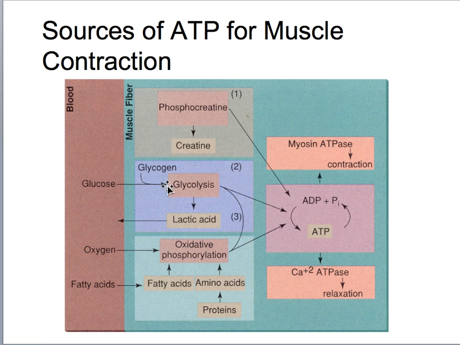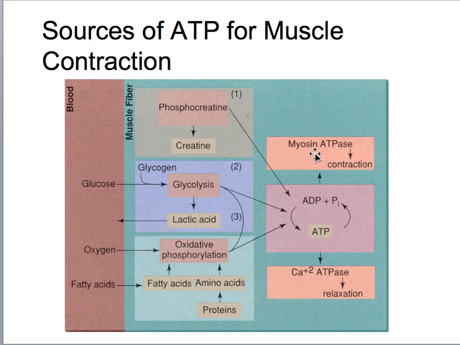Glycolysis, fast or anaerobic glycolysis, will make ATP over here. And the long-term aerobic energy system, either using a fatty acid or using pyruvates that we got from glycolysis, will make ATPs. And then these ATPs are required for muscle contraction and relaxation.